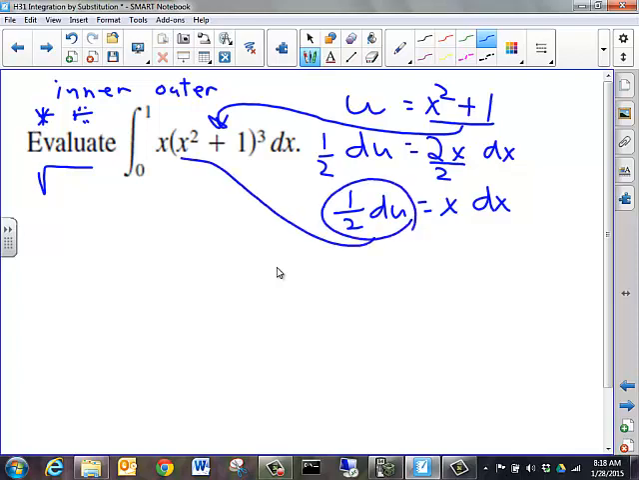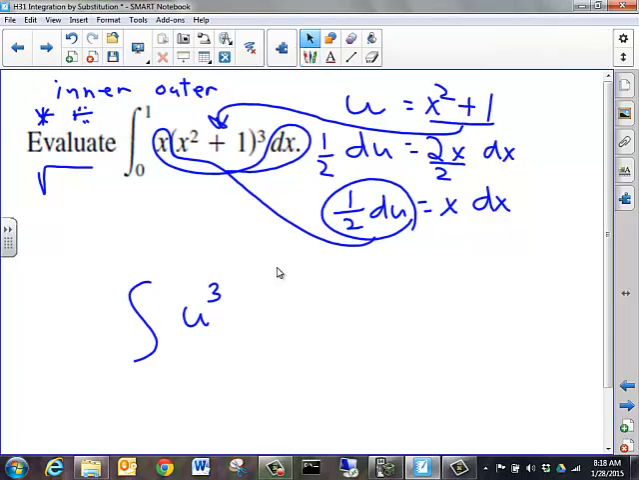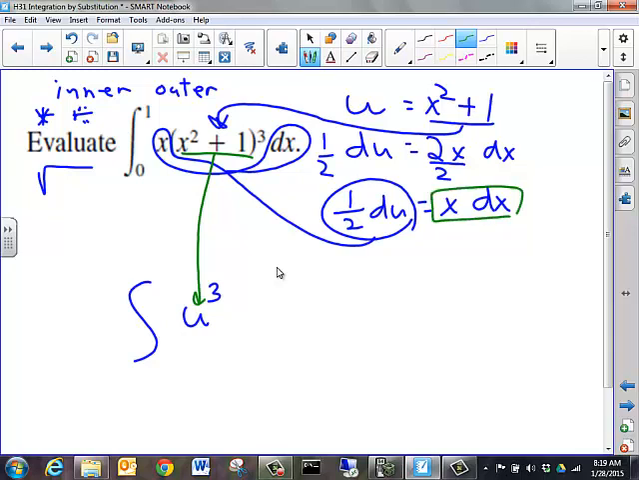So we're going to substitute in over here for those two things. Let's rewrite our integral now. Instead of x's, we're going to have u's in there. So instead of x squared plus 1, I'm going to put u. It's still being raised to the 3rd power because x squared plus 1 was being raised to the 3rd power. So I'm just replacing this thing with u and still cubing it. What can I replace x dx with? With 1/2 du. And then we integrate like we always have.